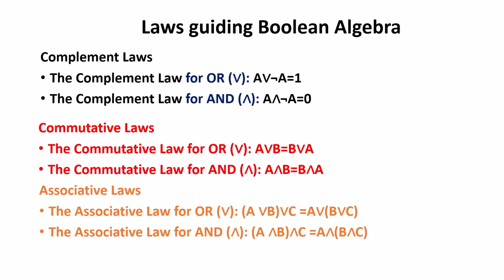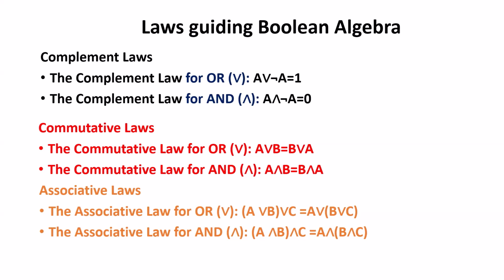Associative laws. For the OR operation, the associative law can be expressed as A or (B or C) equals (A or B) or C, meaning that you can group the operands A, B, and C in any way you like within the OR operation, and the result will be the same.